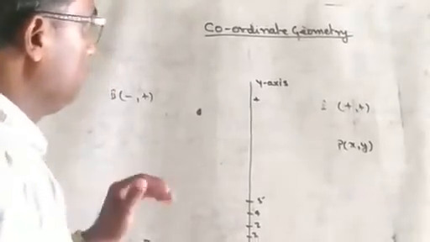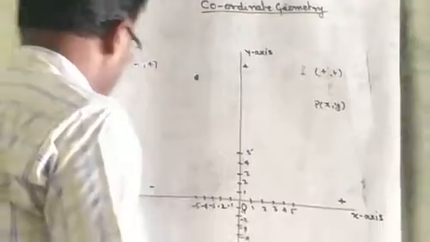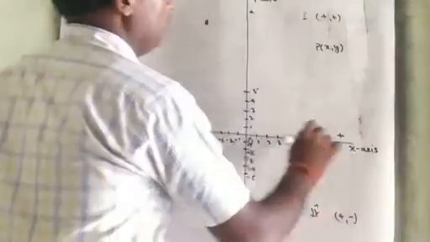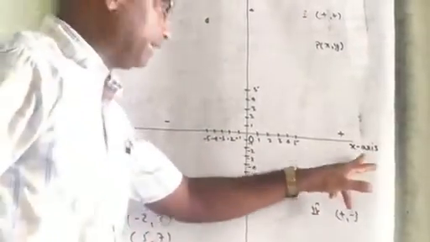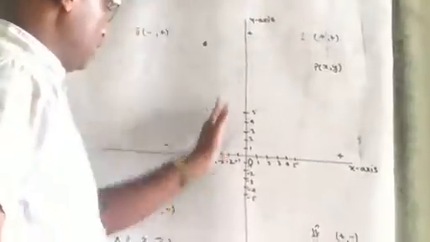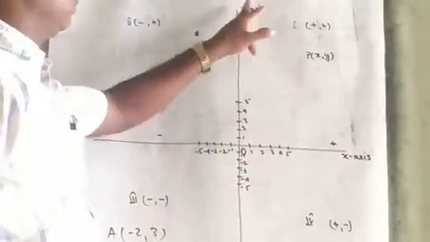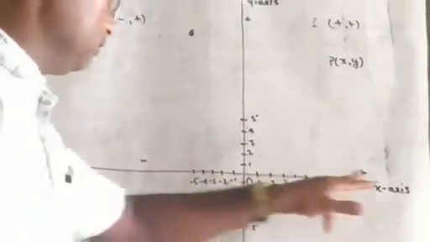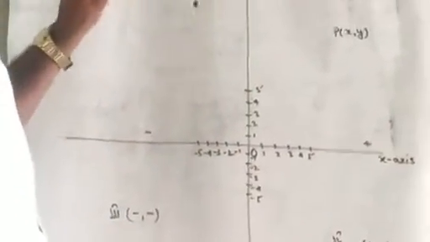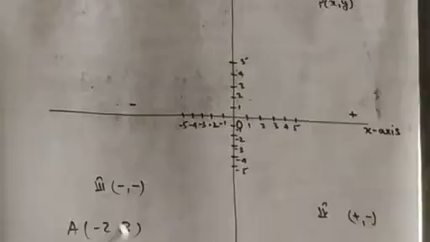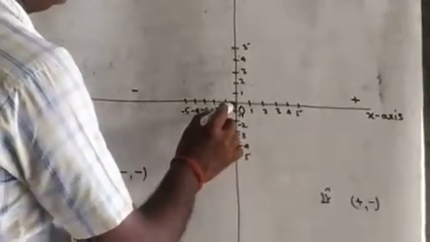Coordinate geometry. Suppose this whiteboard is an example of a plane. The horizontal line which divides the plane in two parts is known as the x-axis, and the vertical line which divides the plane in two parts is known as the y-axis. This is the x-axis and this is the y-axis. The point where the x-axis and y-axis intersect each other is known as the origin, and the origin is represented by the letter O.